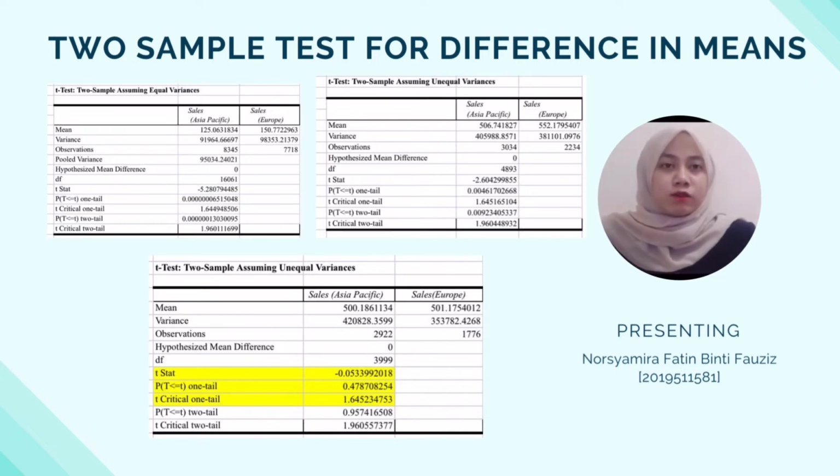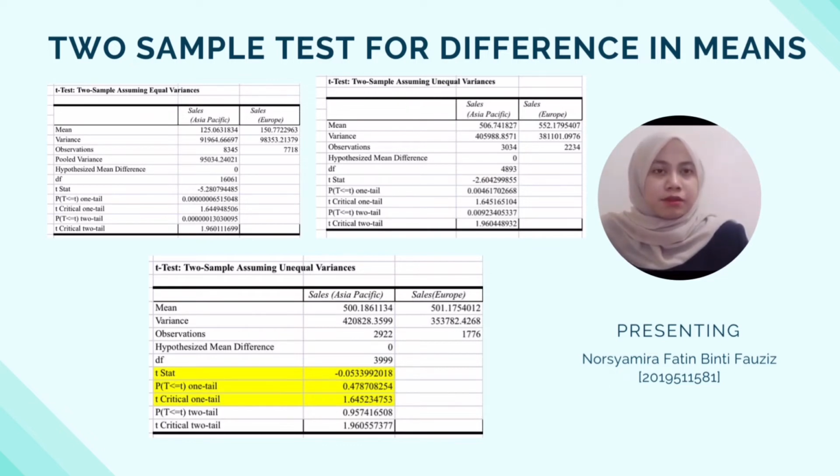The purchase of furniture with sale data file hypothetical shows the sale of furniture purchased by the customer between Asia Pacific and Europe. Therefore, we would like to test whether the average sale of furniture at Asia Pacific is greater than Europe. So, the result is the T statistic value is negative 0.053, which is a negative value, and it was lower tail. If the T statistic is negative, the p-value in the output is the p-value for a lower tail test. The p-value one tail is 0.478.